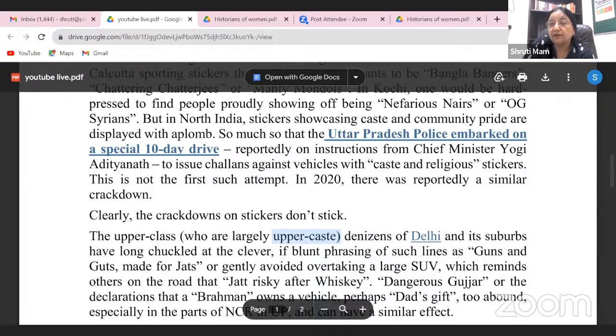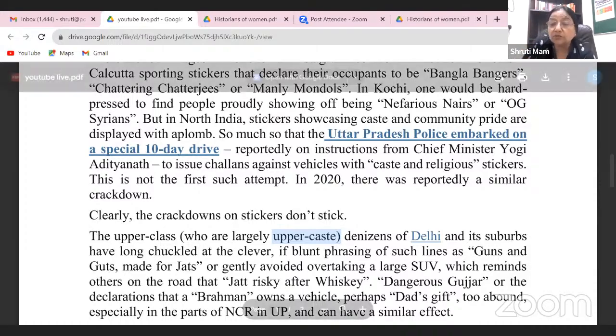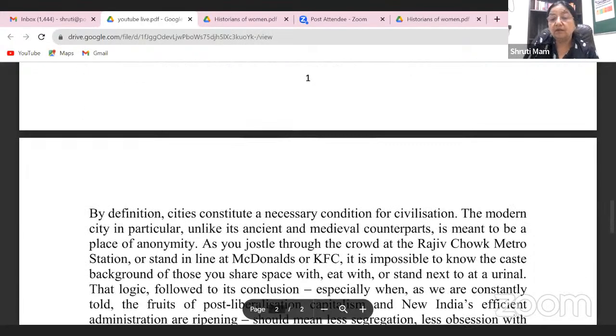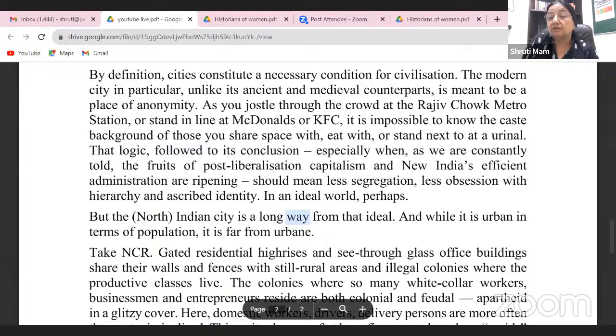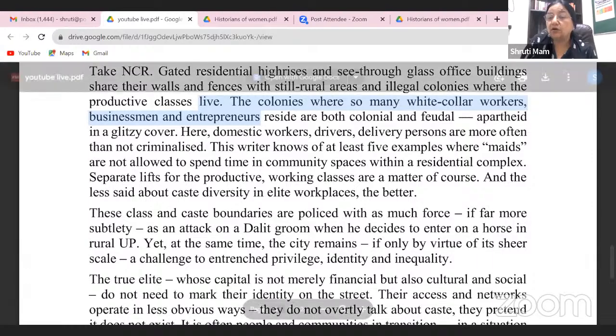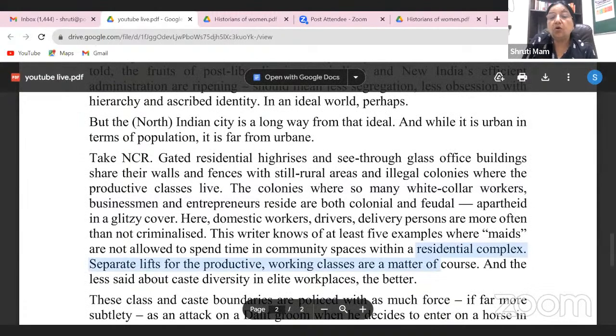Introduction: the author gives the topic. We are treating the innocuous symptom, not the disease. And the author supports and builds on the topic by giving us an example first of McDonald's, where we do not display our caste, but in North India, he says, it is so prevalent that this is not an ideal world. It's a long way from ideal. Then he talks about gated residential high-rises in support of the segregation. And he talks about how maids of the lower caste, domestic workers, drivers, delivery persons are more often than not criminalized.